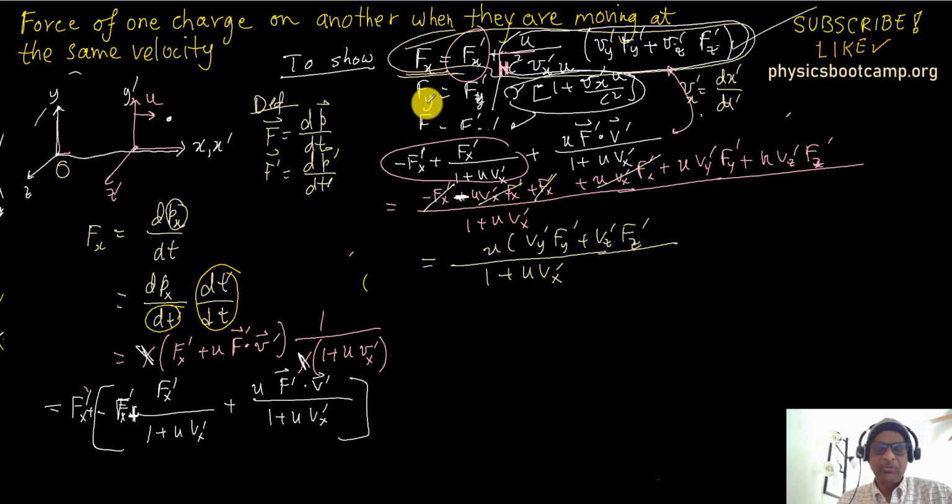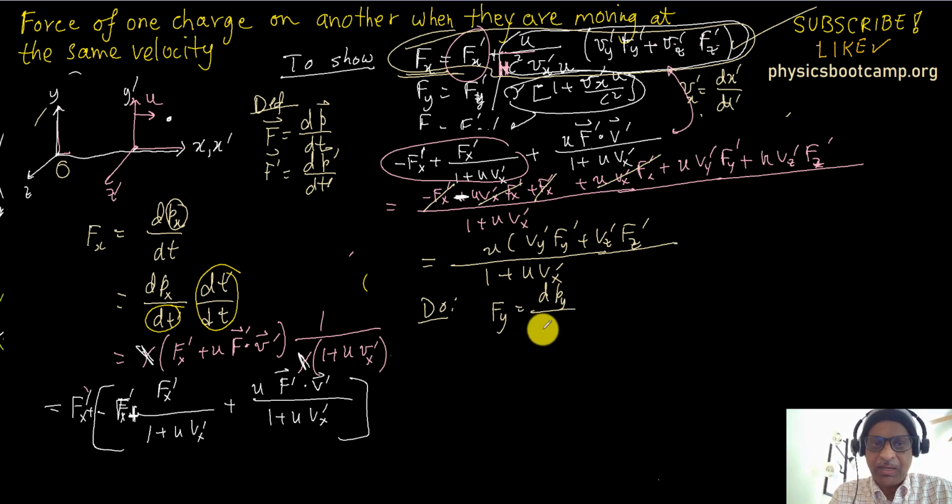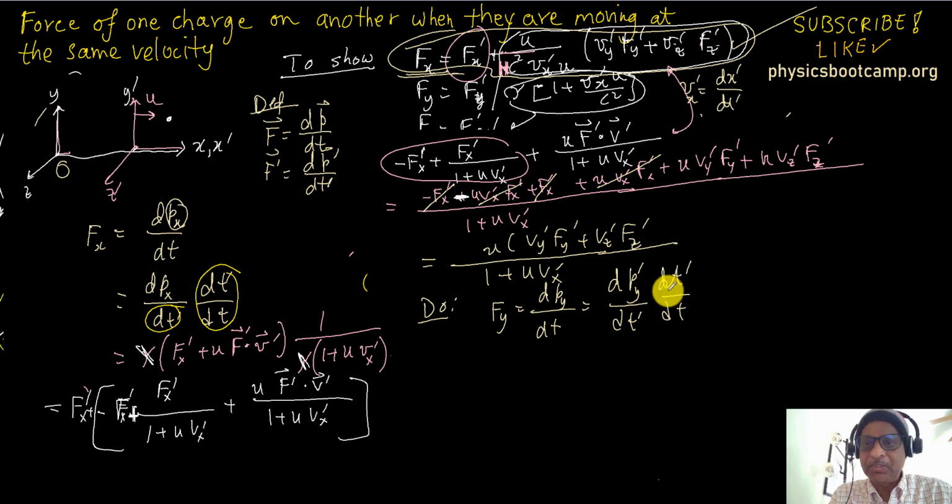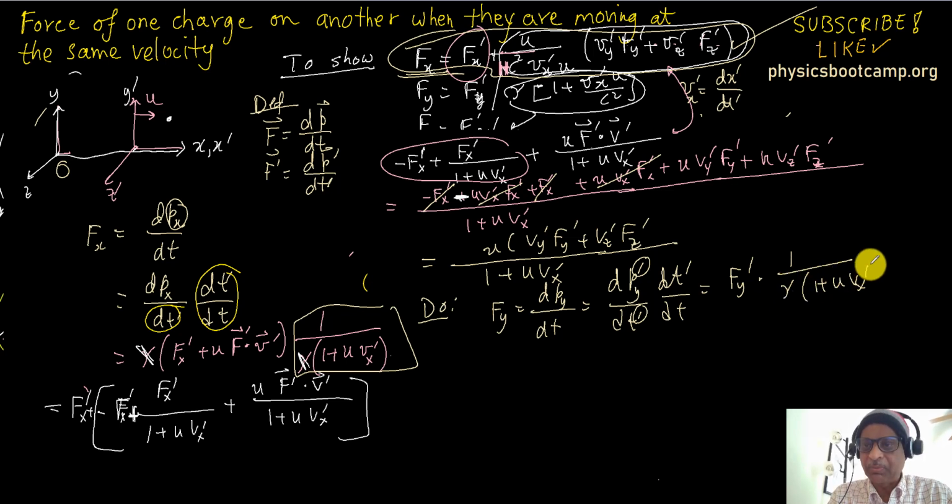You can actually do the same kind of stuff with fy, and I will leave that as an exercise. What is fy? fy is going to be dpy dt. So we're going to do the same way. dpy is dpy prime, dt prime, and then you have a dt prime over dt. So this is much simpler, and this thing was just that. And this is fy prime, and it's going to be 1 over gamma, 1 plus u vx prime. And so that's what that is.